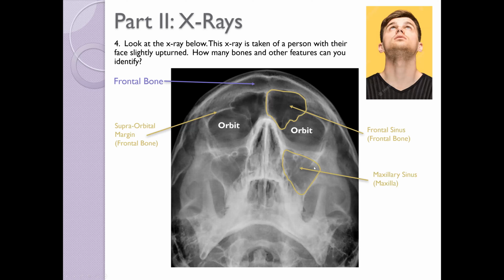Likewise, we have a maxillary sinus here. There's one on the other side as well. And this is going to be in the bone called the maxilla. So remember, the maxilla is making up the bone that holds the upper teeth. It's on either side of the nasal cavity and just below the eyes. So this is the maxillary sinus in the maxilla.